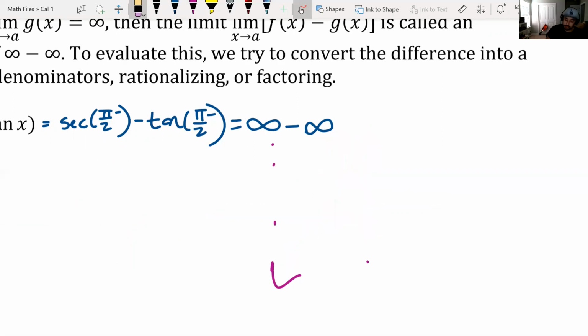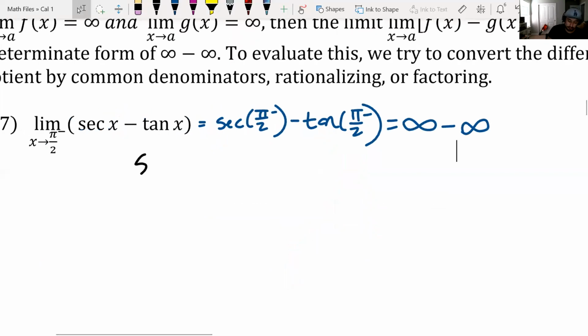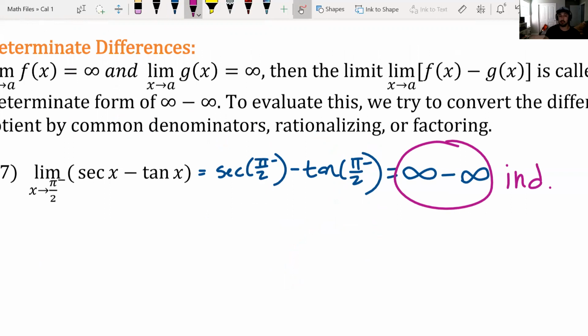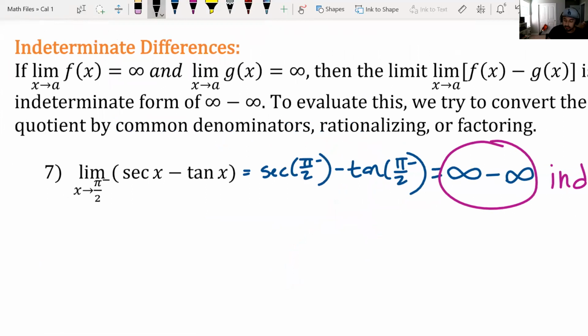Okay. That was a nice pre-cal refresher. You guys should know that stuff already, right? Okay. So with that being said, we get infinity minus infinity, which is definitely not 0. Infinity minus infinity is indeterminate, which means this just needs a little love and care at the hospital, okay?